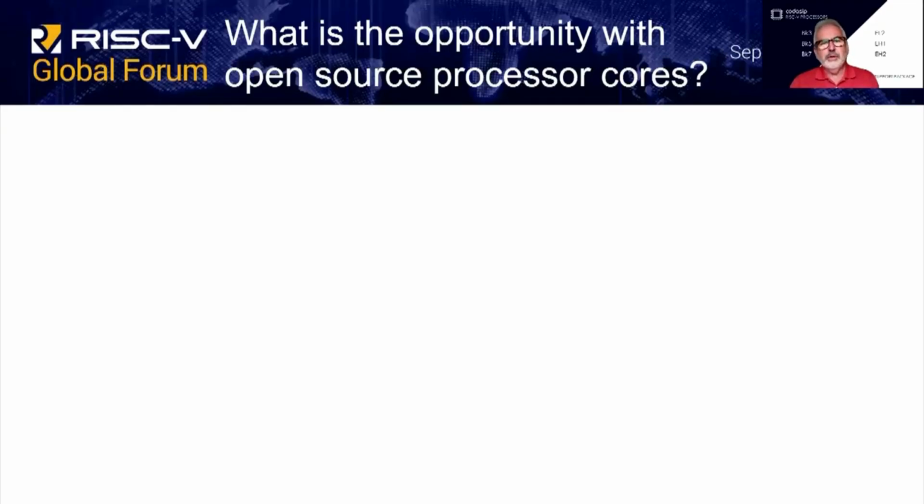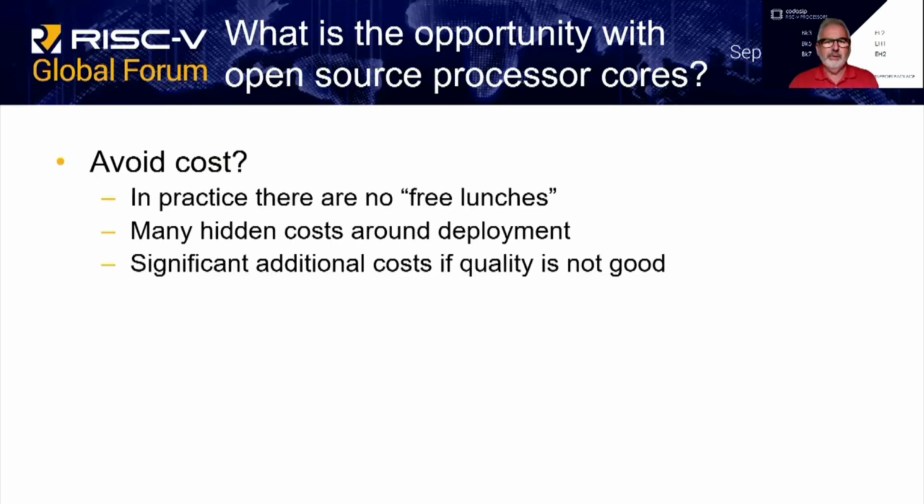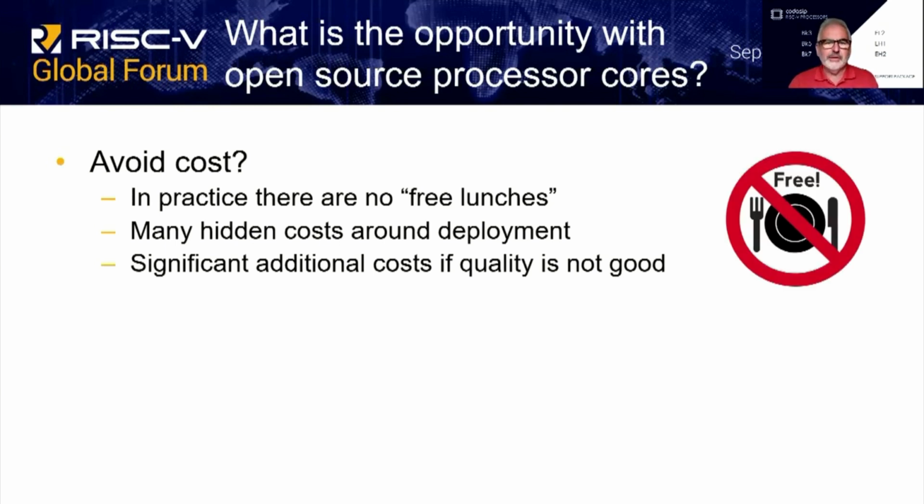So, what is the opportunity with open source processor cores? Many people I've spoken to would say, well, it's to avoid cost. We all know that commercially licensed processor IP has fees associated with it. However, we also know in life, generally speaking, there's no free lunch. So how is it with open source processor cores? Well, you pay no fee for the RTL, of course, but there can be many hidden costs around the deployment.